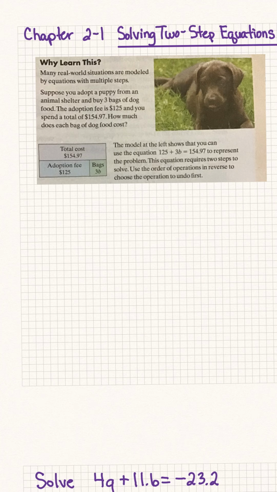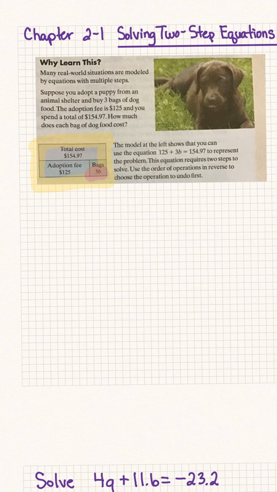Suppose you adopt a puppy from an animal shelter and buy 3 bags of dog food. The adoption fee is $125 and you spend a total of $154.97. How much does each bag of dog food cost? So we've created this model that shows the total cost, the adoption fee, and then the number of bags.